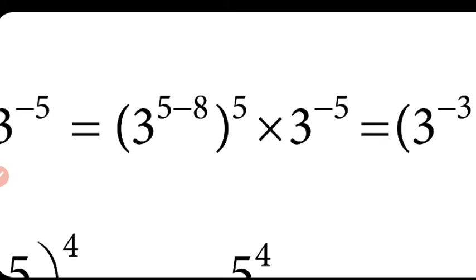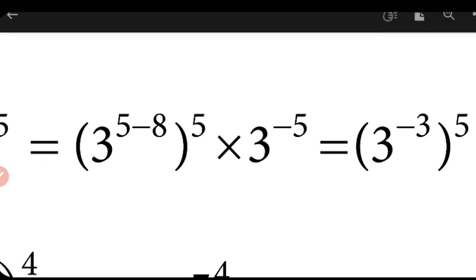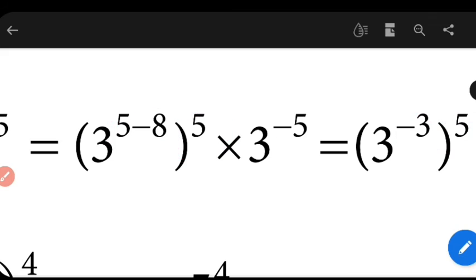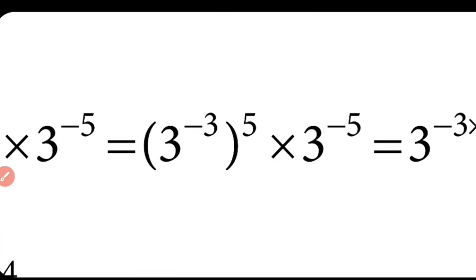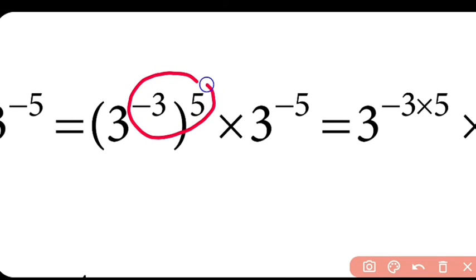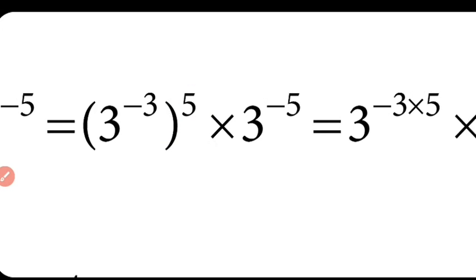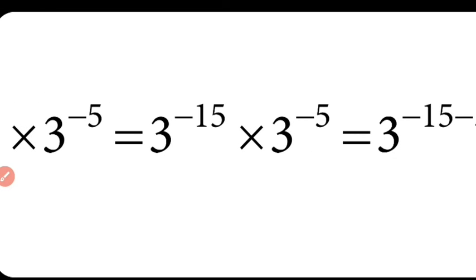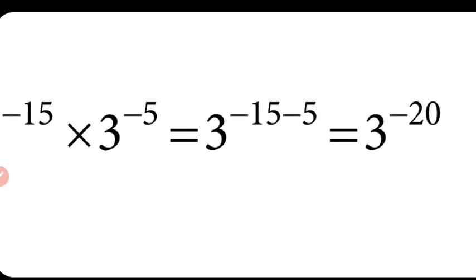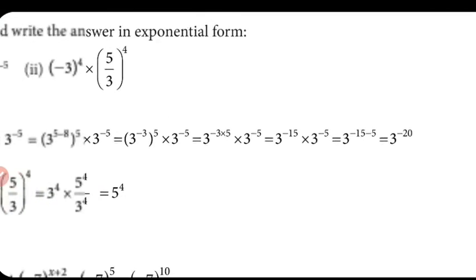Next, 5 minus 8 becomes minus 3, and we keep the whole power 5 as it is. Then it becomes (3 power minus 3) whole power 5 into 3 power minus 5. Here I used the power law: we multiply the powers. Minus 3 into plus 5 is minus 15, so 3 power minus 15 into 3 power minus 5. Using the product law, minus 15 minus 5 is minus 20. This is the first one.